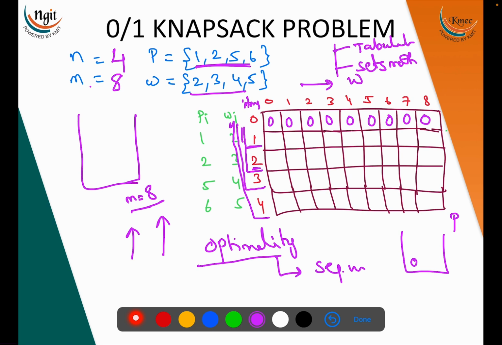When you have x1, you will place x1 inside and check the profit of it. When you come to x2, because the bag capacity is not fully utilized by 1, when you place 1, the weight is 2 only. So still 6 kgs of weight you can utilize. That's why you are going for the second object to place. When you want to place the second object, you cannot give priority to only the second. You have to consider objects 1 and 2.